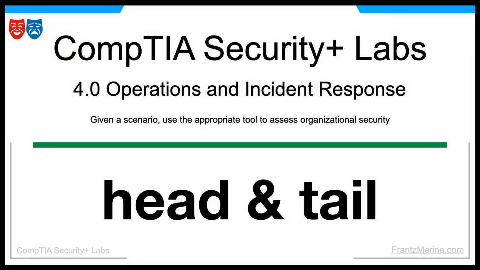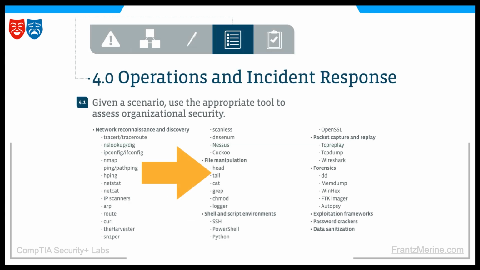In this lesson, we will use the head and tail utilities to assess organizational security. We are in the head and tail portion of the video series. The head and tail utilities are literally two sides of the same coin. One shows the beginning of a file, and the other reveals the end, making them perfect complements for file content analysis, so it makes sense to analyze them together.